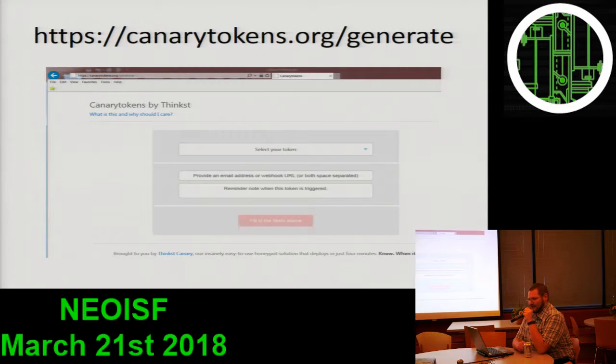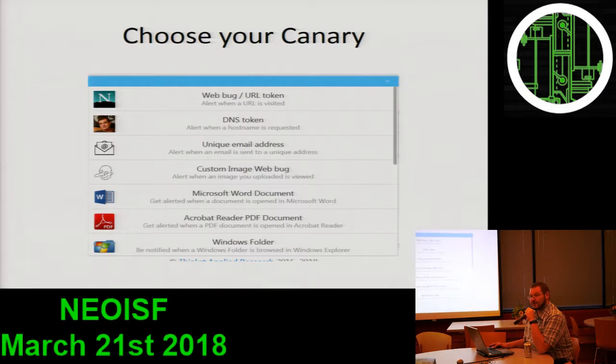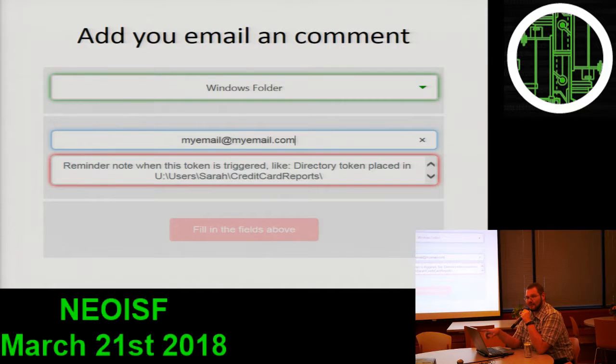Thinkst makes canarytokens.org, which is a free site. You go there, as I'll walk through, and on the generate screen, you select a token. They have a bunch of different choices. You pick one. I picked the Windows folder in this case. You fill out your email. You give it notes. The notes are kind of important because if you're going to make a few dozen of these, you want to know where you've put them in your network. This is a Windows folder, so it's going to generate a Windows folder that you are going to place.